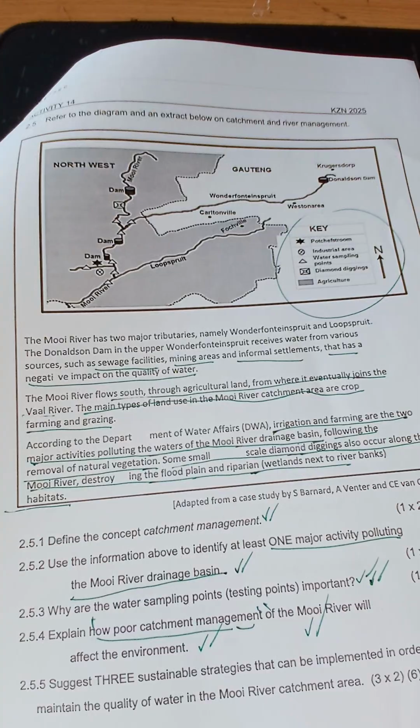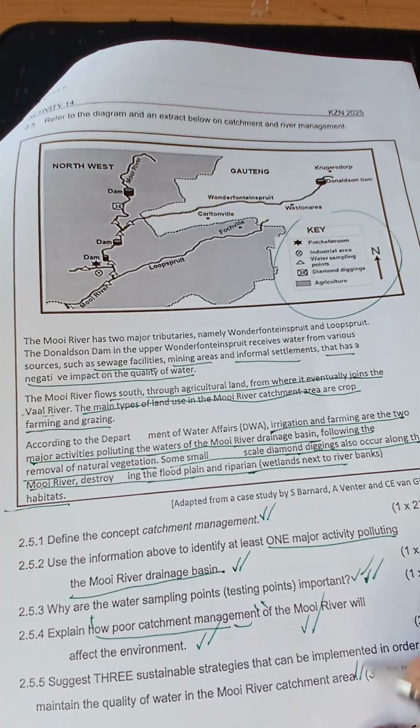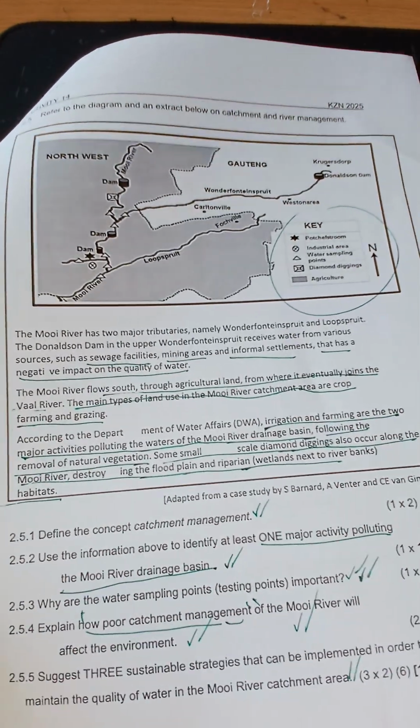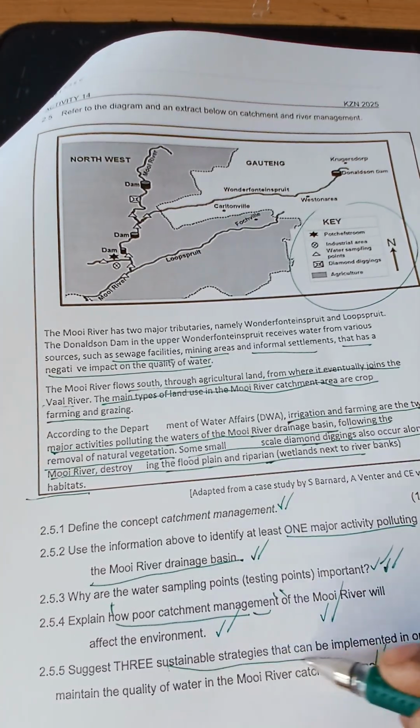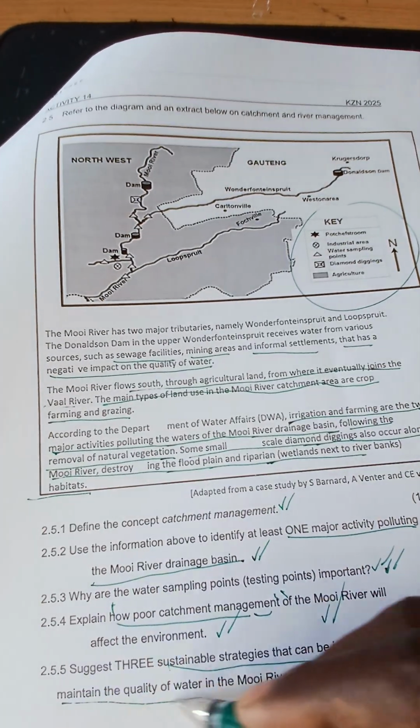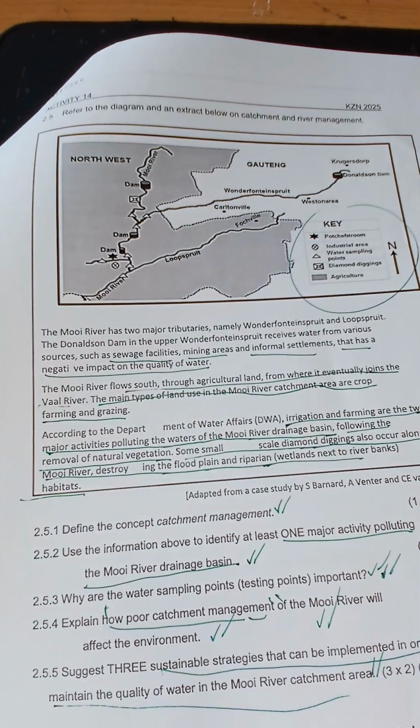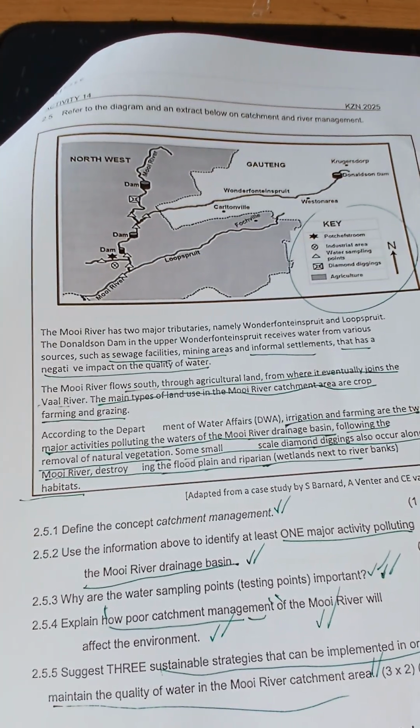Then suggest 3 sustainable strategies that can be implemented in order to maintain the quality of water in the Moi River. Remember, when we are going through our geographical questions, we do not only identify the problem and explain the concept, but we are also supposed to come up with solutions. So here we are looking for strategies that can be implemented to maintain the quality of water in the Moi River catchment area. What can we do?